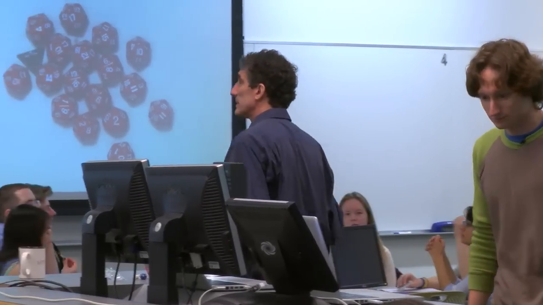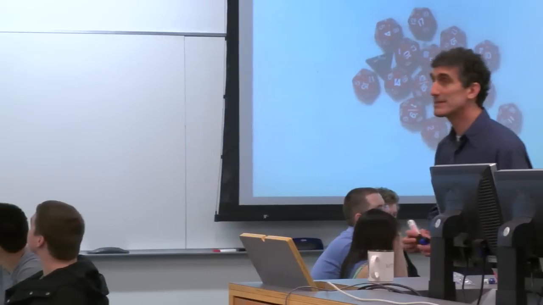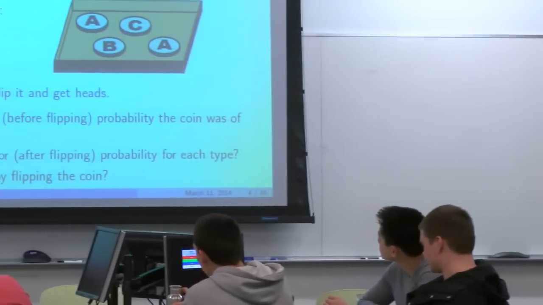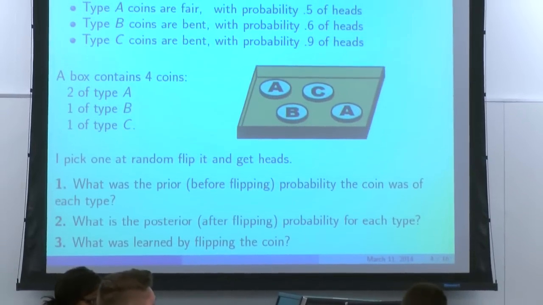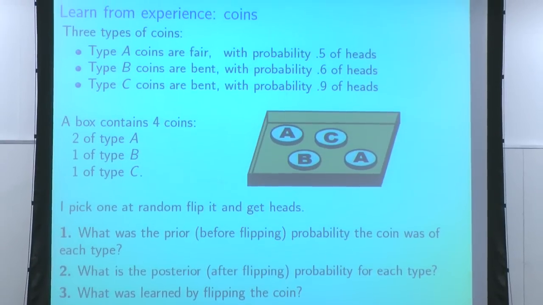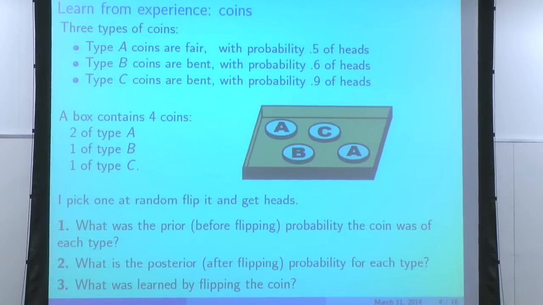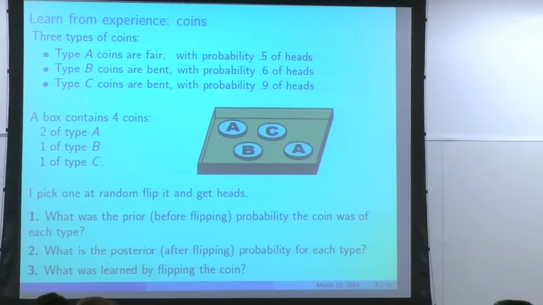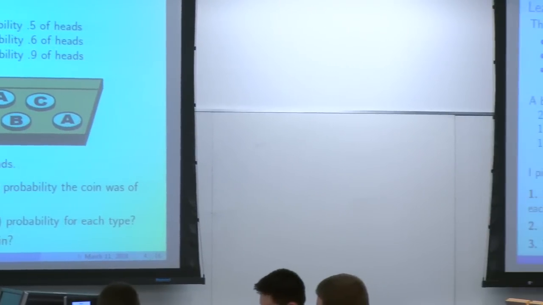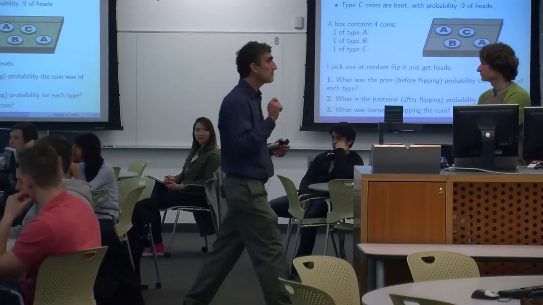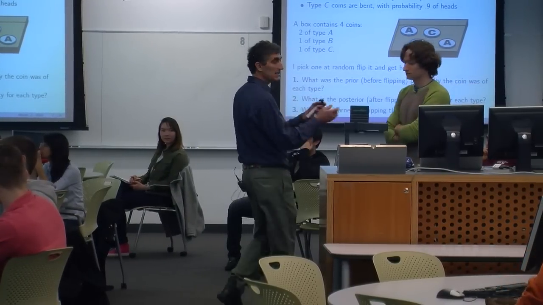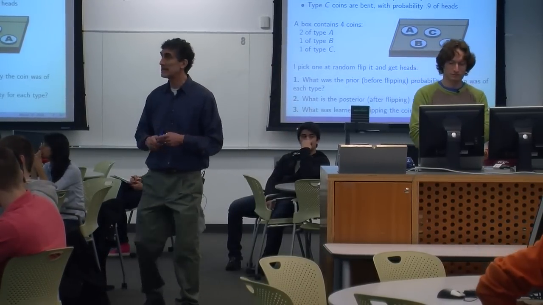OK, so I'm going to work through an example to start with. We have 3 types of coins, type A, B, and C. However it happens, the probability of getting heads with type A is 0.5. That's a fair coin. Probability of getting heads with type B is 0.6. And of type C is 0.9. And here's a box. It contains 2 of the fair coins and 1 of each of the others. So 2 of type A, 1 of type B, and 1 of type C. Suppose I pick one at random and I get heads. So this was like John picking a die at random and getting a 1. I get heads.